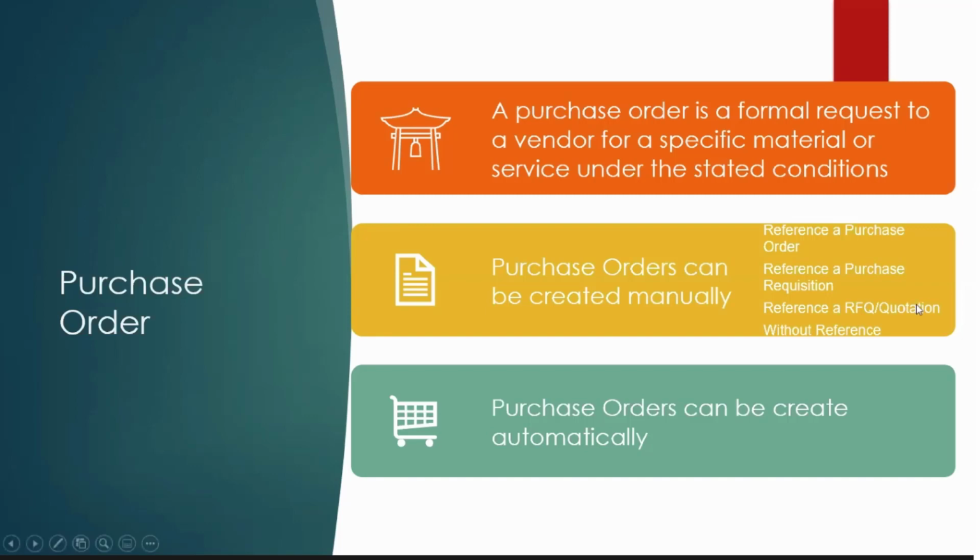We can refer to a purchase requisition. This means that any department of our company creates a purchase requisition, which is an internal document, in order to ask to buy something. So in this case, you will take only the ID of this purchase requisition, and automatically the system will fill your purchase order with the product and the quantity that you want.